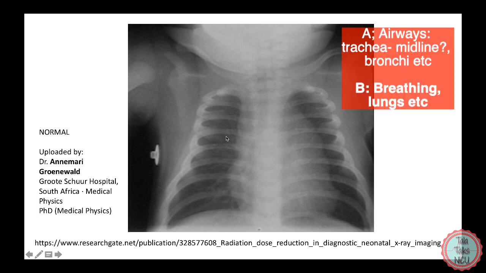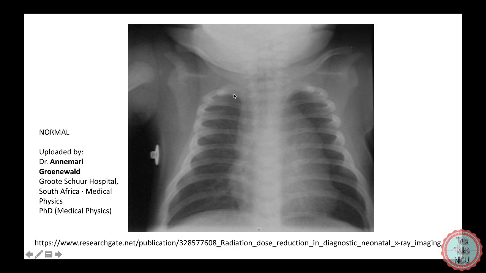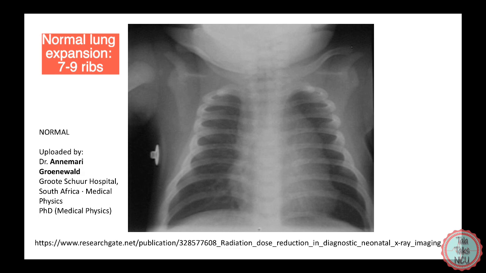B is for breathing, the lungs and the pleural spaces. As you all know, on X-rays, air is black and everything else is white. So you want to see some nice blackness of the lungs. You can count how many ribs expanded the lungs are. So 1, 2, 3, 4, 5, 6, 7, 8, 9. This is a well-expanded chest X-ray, well-expanded lungs. Generally, good expansion is 7 to 9 ribs on a baby.